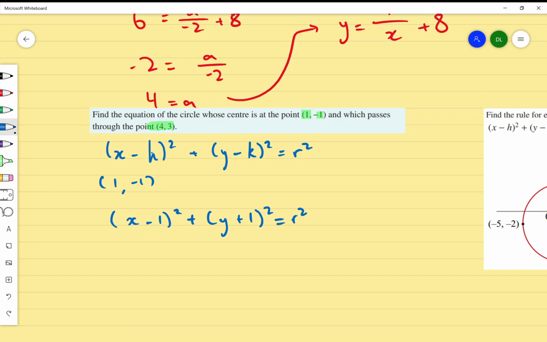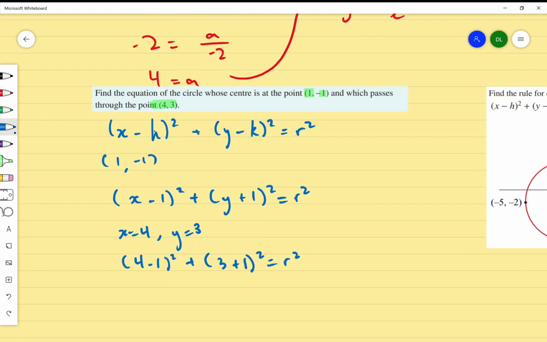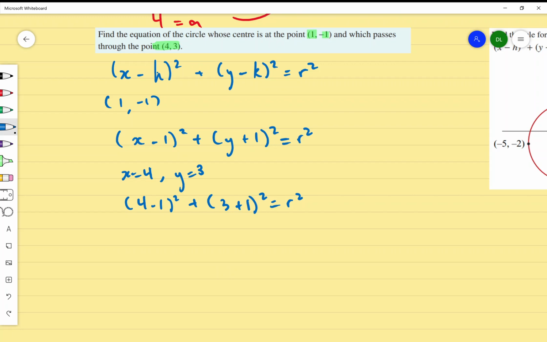I'm going to go ahead and substitute that in. Remember that x equals 4 and y equals 3. So we end up with (4 - 1) squared plus (3 + 1) squared equals r squared. From there, I'm going to simplify that. So I end up with 3 squared, which is 9, plus 4 squared, which is 16, equals r squared, which gives me 25. Now, I'm going to write r equals 5.